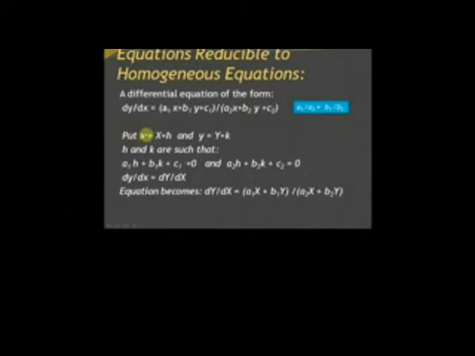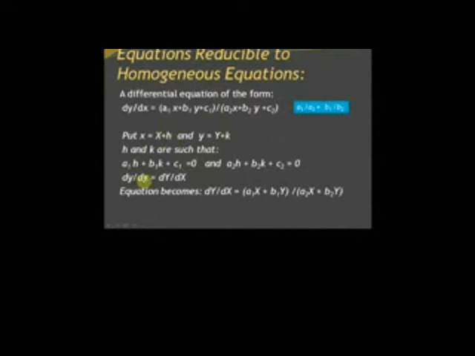In the next step, we write x equal to capital X plus h and y equal to capital Y plus k. Now what are h and k? H and k are nothing but the point of intersection of these two lines. This is an equation of a line and this is also an equation of a line. So h and k are such that a1h plus b1k plus c1 equal to 0 and a2h plus b2k plus c2 equal to 0. We solve these two equations to get the values of h and k, and hence we substitute here.